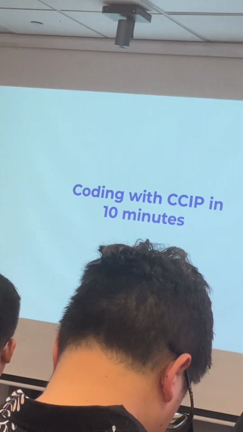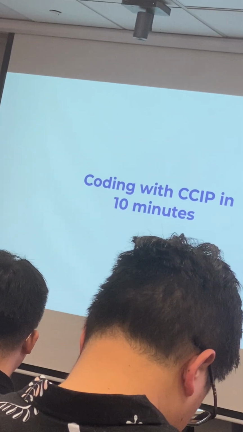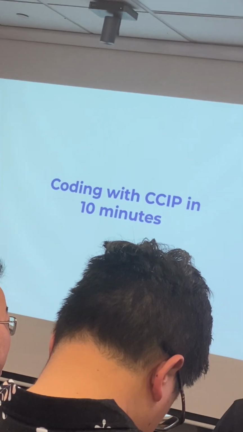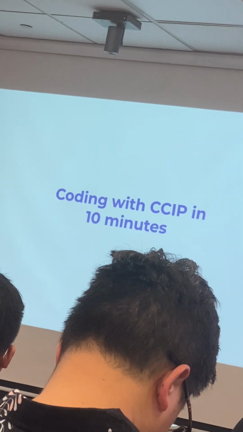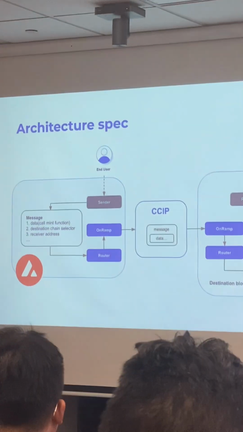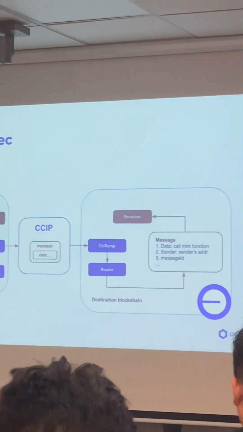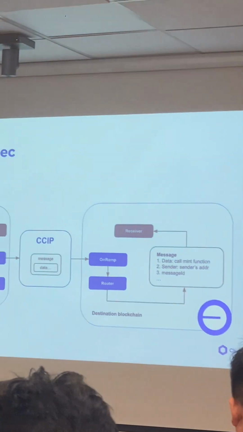Okay, actually I have 10 minutes of live coding with CCIP, but I don't think I have enough time. Okay, only 5? Let me just introduce what I'm going to do, and without really doing it, you can follow the Chainlink documentation to achieve it very easily.